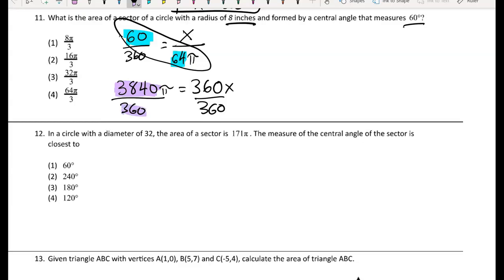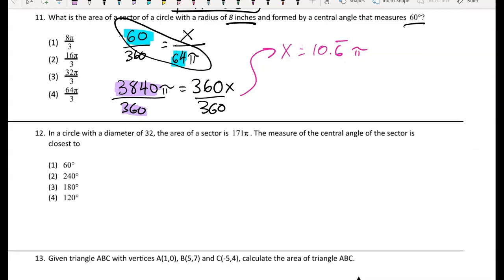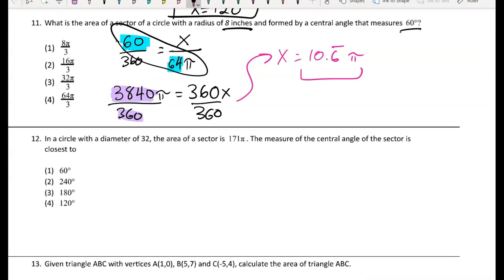And when I do that, you'll notice you get a decimal that looks like this. You get x equals, and it's like 10.6 repeating times pi. That's not really helpful to us. But what we could do if we really wanted to, we could type this in and make it a decimal and then make all those answer choices decimals and see which one matches up. Or you could just reduce this fraction in your calculator.